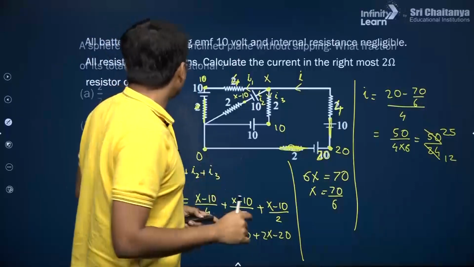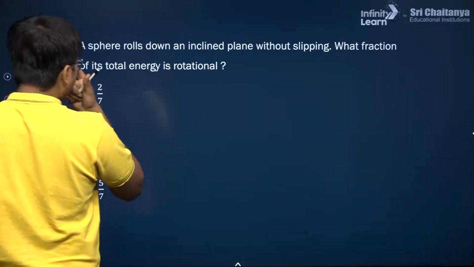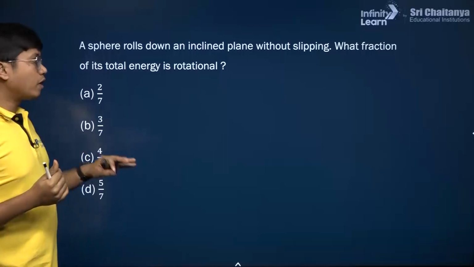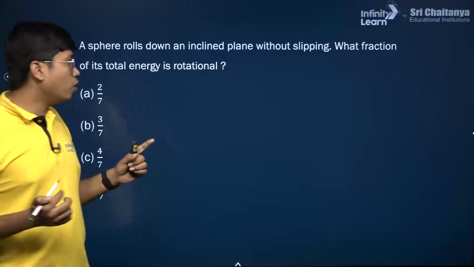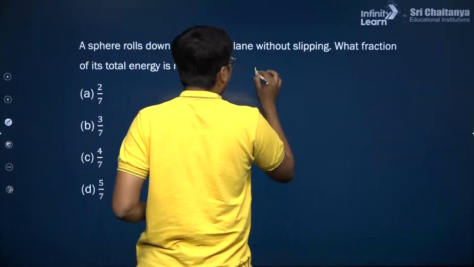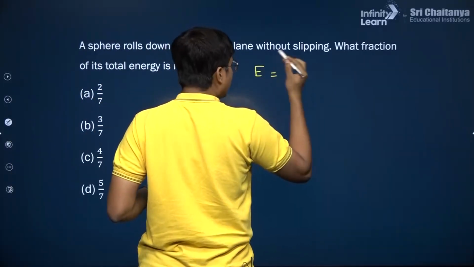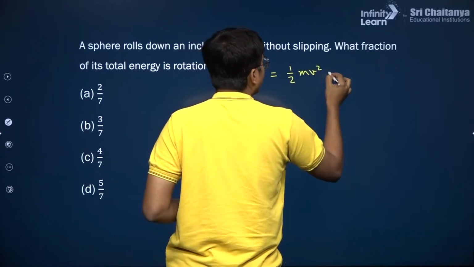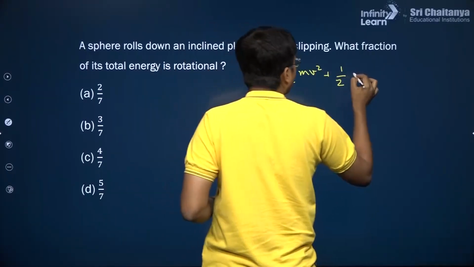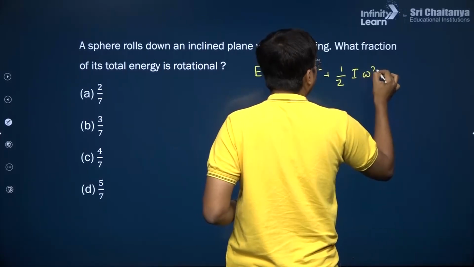Okay, let's move on. This one says a sphere rolls down an inclined plane without slipping. What fraction of its total energy is rotational? So we know that the kinetic energy is the linear or translational kinetic energy, half mv square, plus the rotational kinetic energy, half I omega square.